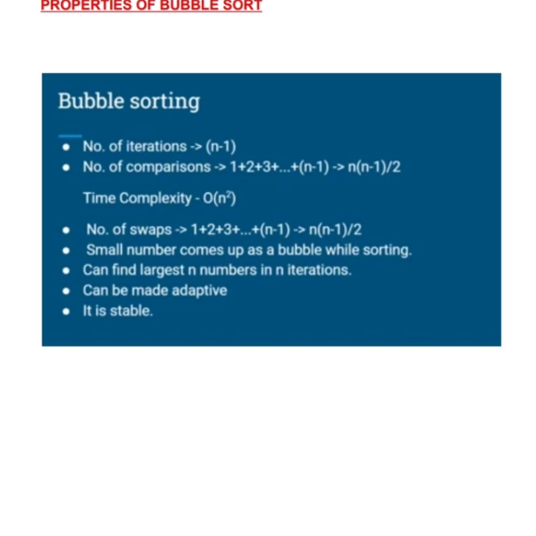Then why is it called bubble sort? A small number comes up like a bubble while sorting, so it is known as bubble sort. We can make it adaptive and also stable. That's all about bubble sort.